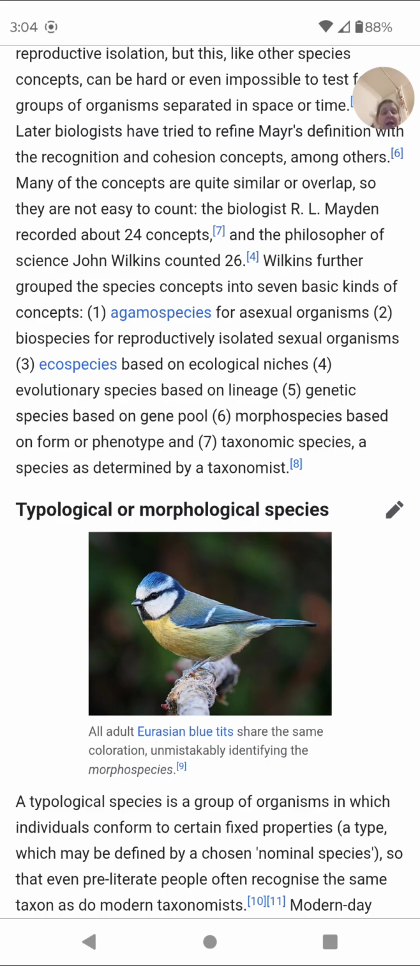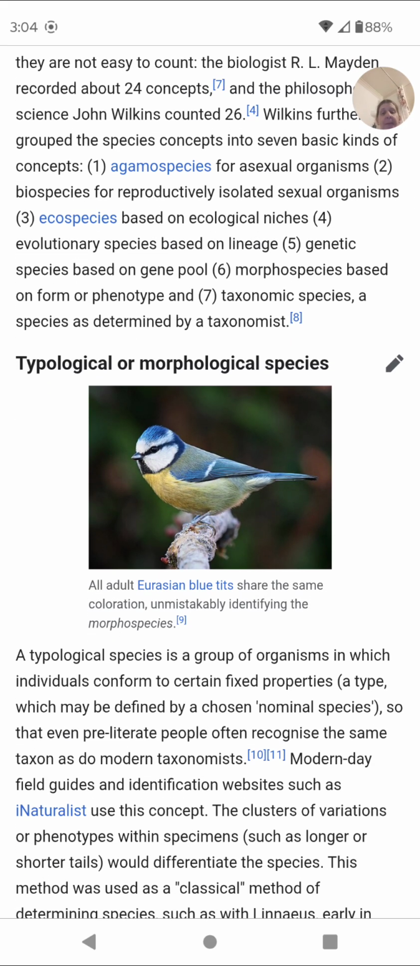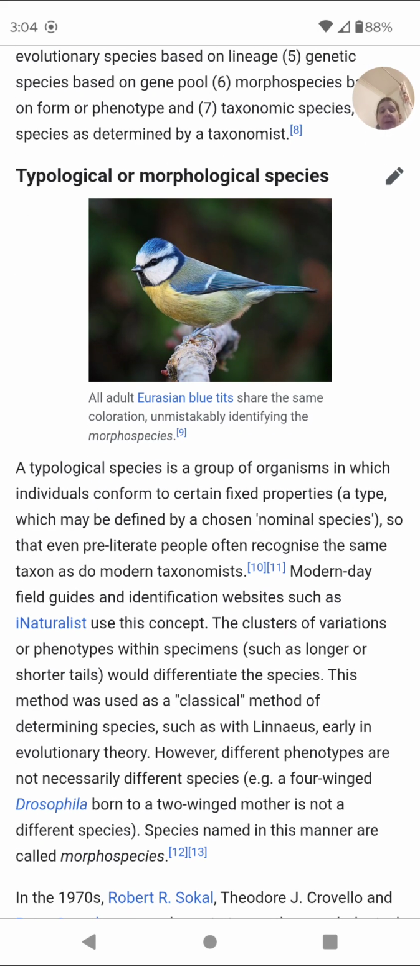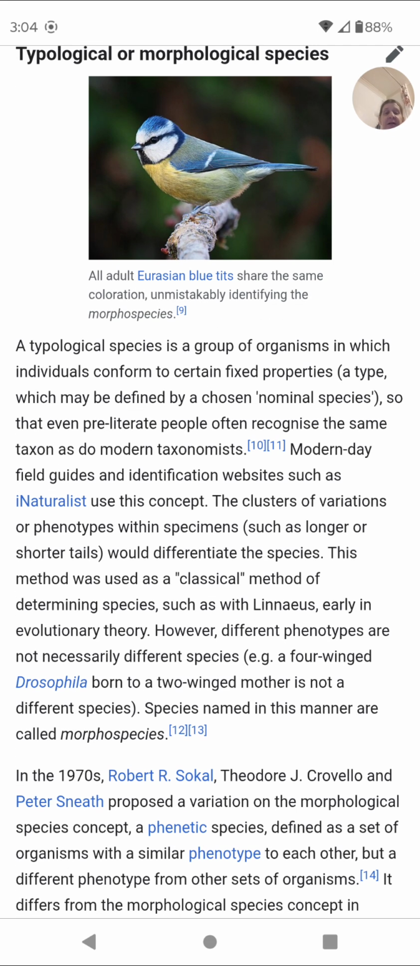Typological or morphological species. A typological species is a group of organisms in which individuals conform to certain fixed properties, a type which may be defined by a chosen normal species, so that even pre-literate people often recognize the same taxon as do modern taxonomists. Modern-day field guides and identification websites, such as iNaturalist, use this concept.